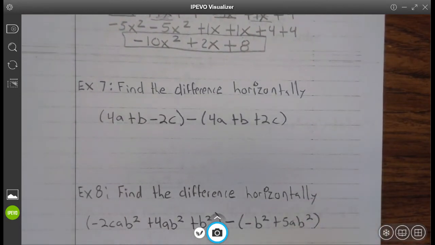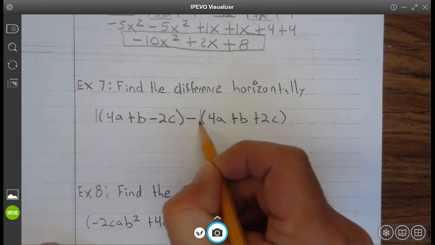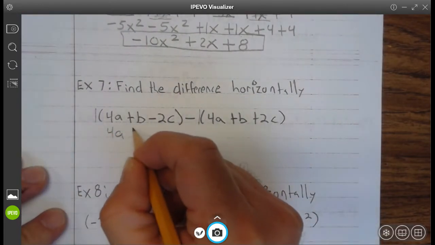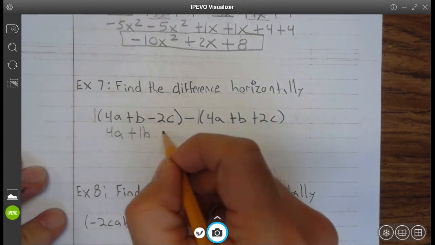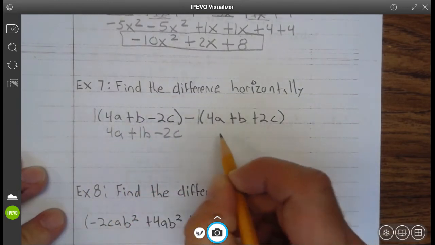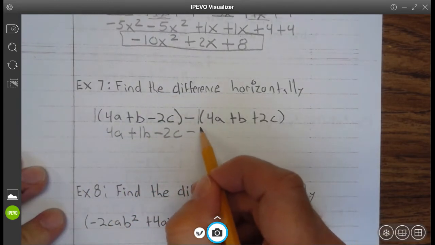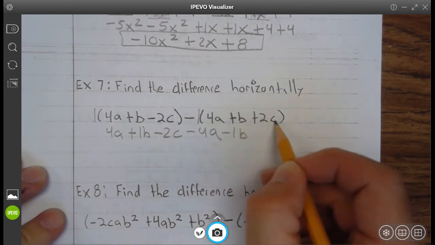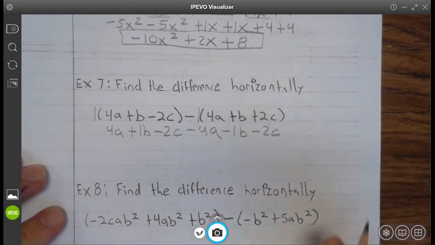All right, let's take a look at example 7. Find the difference horizontally. So again, first step is we need to distribute the 1. So 1 times 4a is 4a. 1 times b is plus 1b. 1 times negative 2c is negative 2c. Negative 1 times 4a is minus 4a. Negative 1 times b is negative 1b. Negative 1 times 2c is minus 2c.